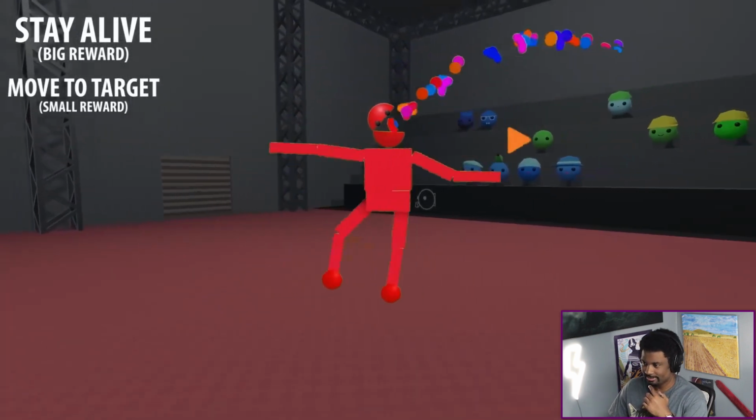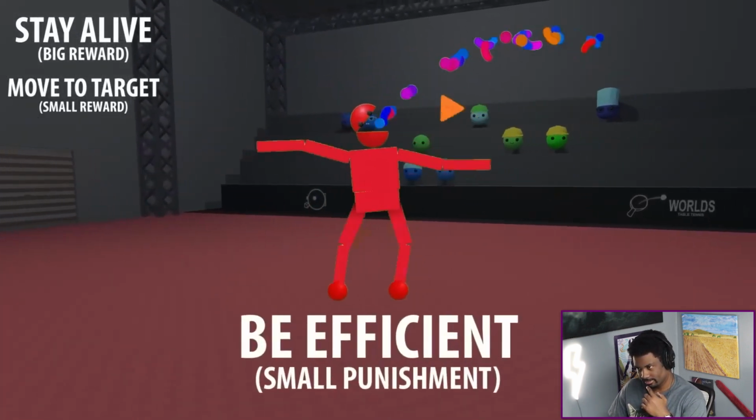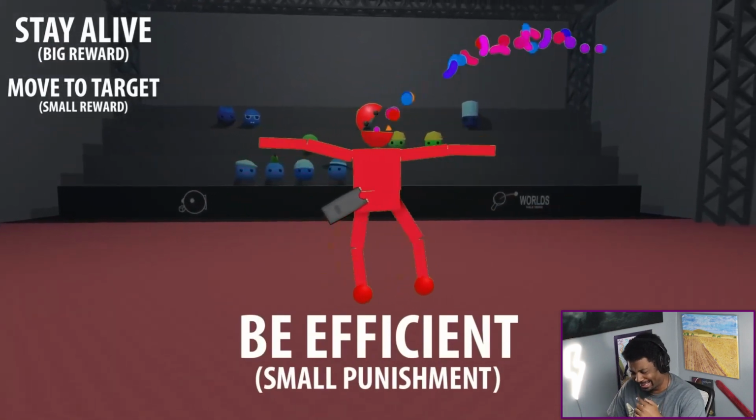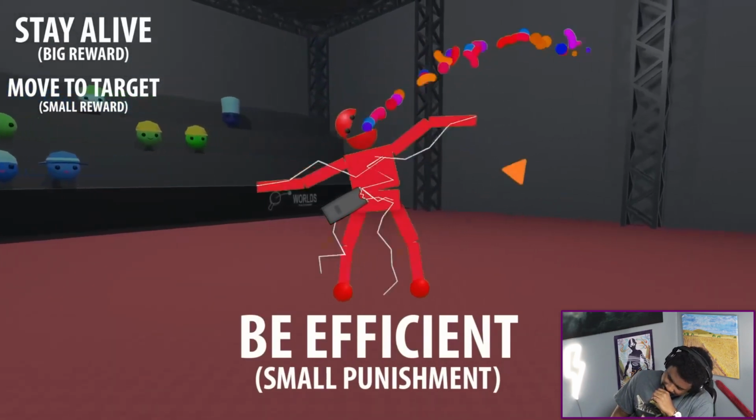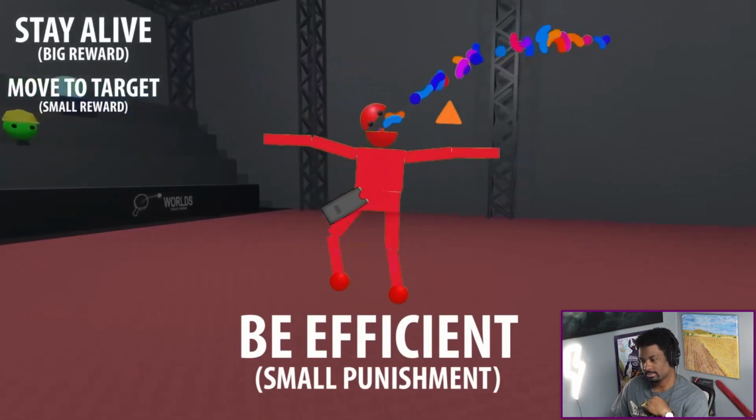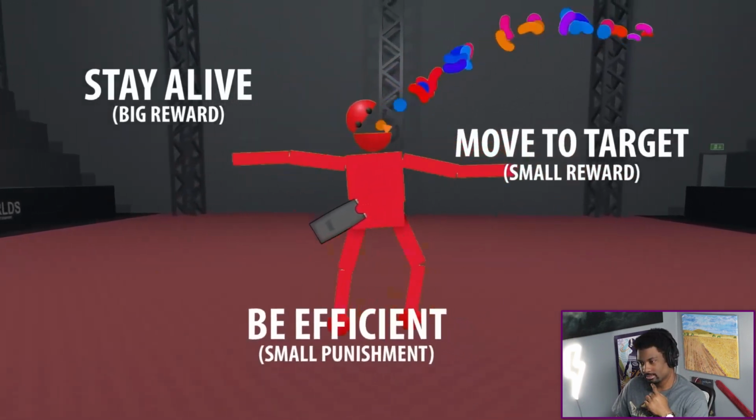Finally, we will give the AI a punishment for moving its limbs too much. You can think of this as a taser that will go off when it detects sudden movements. This will give the AI a sense of energy, encouraging it to move as efficiently as possible. These three factors will guide our AI towards a walk.